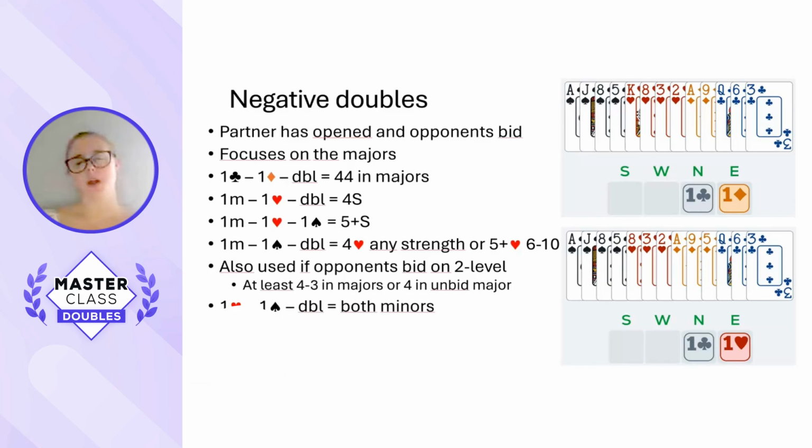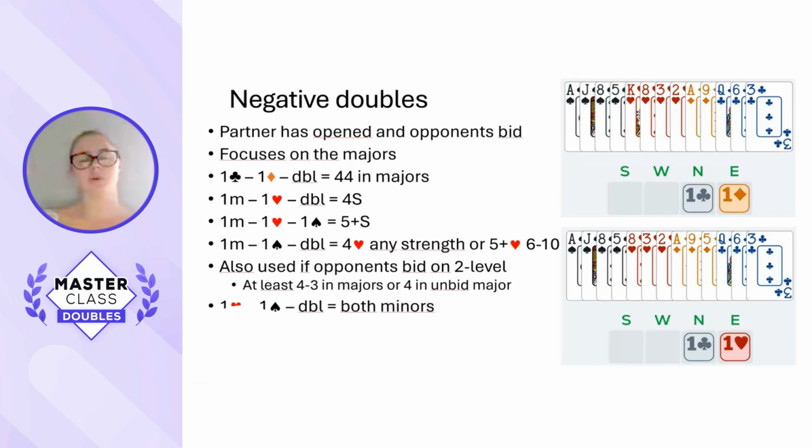And if partner opens a minor, it doesn't matter which one, and opponents overcall a heart, now we can double to show 4 spades, or bid a spade to show 5 spades. So here we can differentiate between 4 and 5, which can be quite important, especially because when opponents overcall, there's a higher chance that they are going to jump at some point, and we need to know more about the hand already.